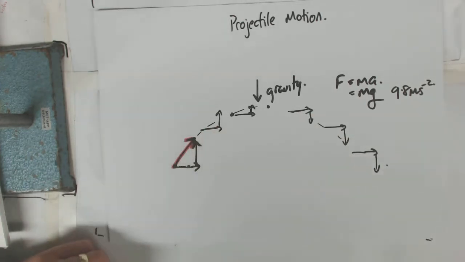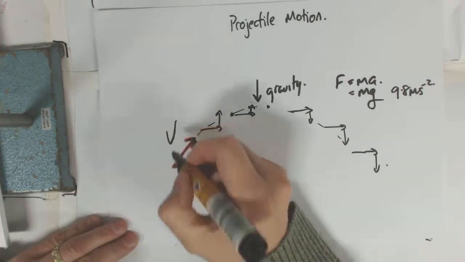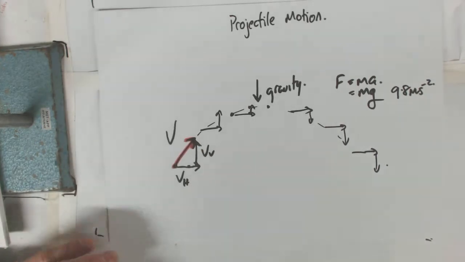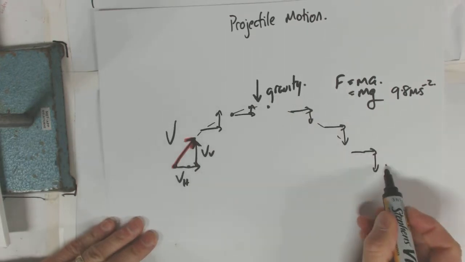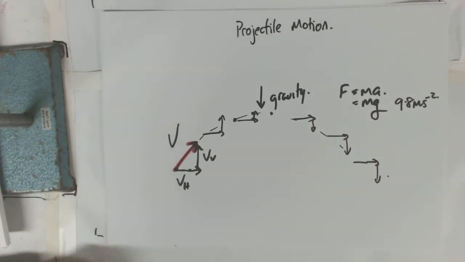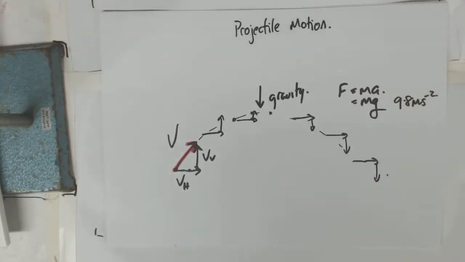So when we do these projectile problems, we split up the components into horizontal and vertical. If the velocity is v, we could call the horizontal vh, and the vertical vv. We have to split it up to do a lot of the calculations you're going to be asked to do. And what determines how long a projectile is in the air is totally the vertical velocity. Let's put some numbers to this. We'll probably do a couple of videos to cover everything.